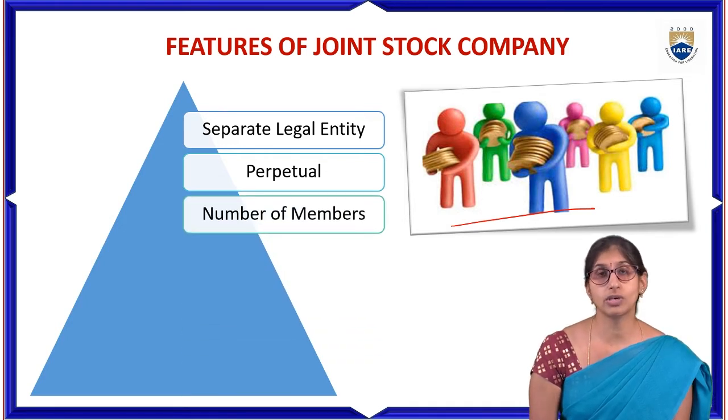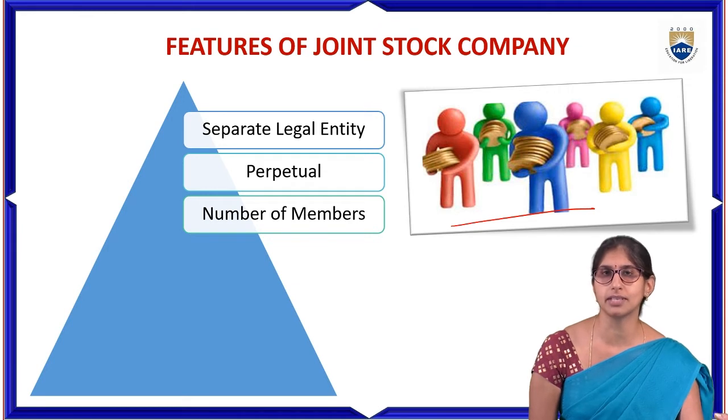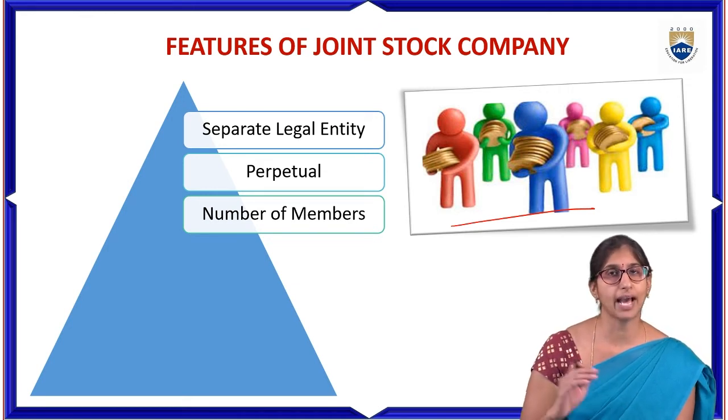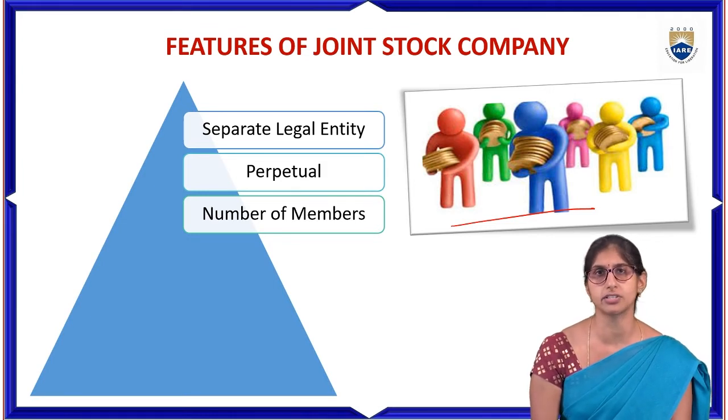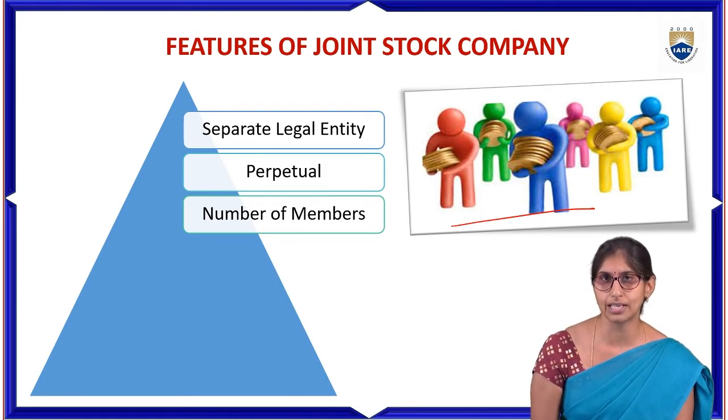Now coming to the number of members in this joint stock company. In case of a public limited company, the minimum number of members is 7, and the maximum is unlimited. In private limited companies, generally the minimum number of members is only 2, and the maximum can be to any extent.